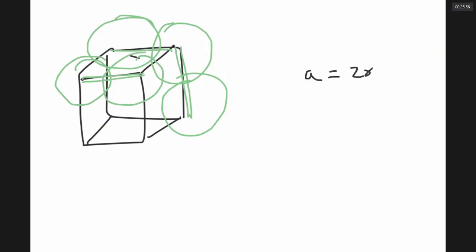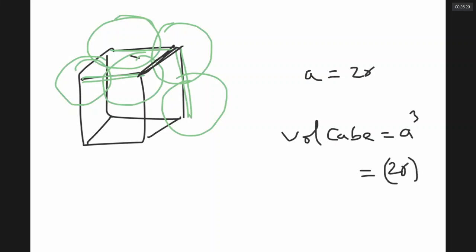Can you see it? Hello? Yes, sir. What is this equal to, sir? 2R. 2R, sir. Now, sir, what is the volume of a cube? Volume of a cube is equal to? a cube. Not 4/3 pi r cube, fine. Volume of a cube is equal to a cube, which is equal to 2r whole cube. Can you see that? Yes, sir.